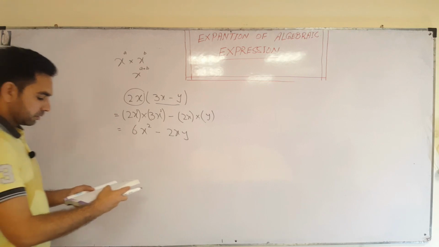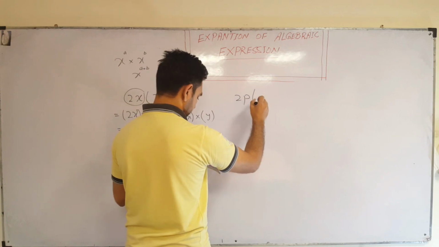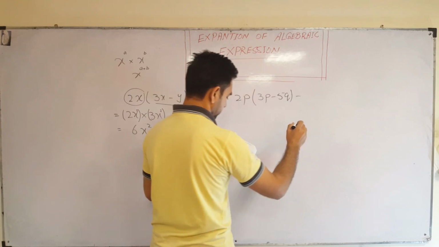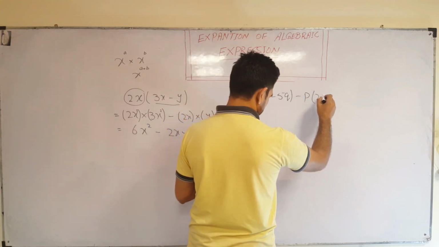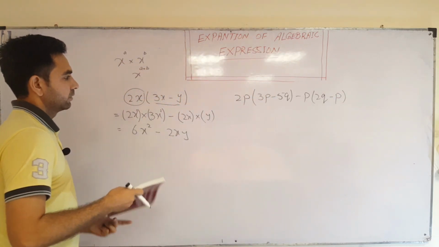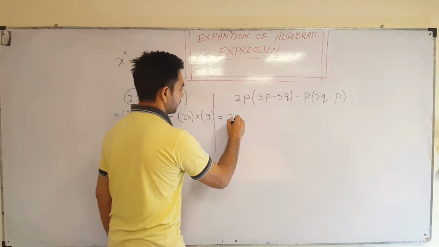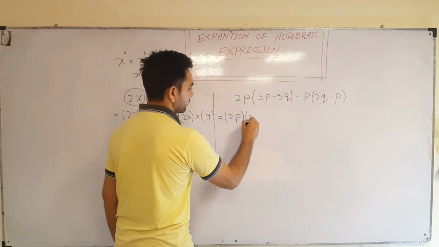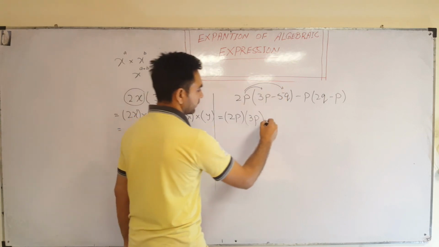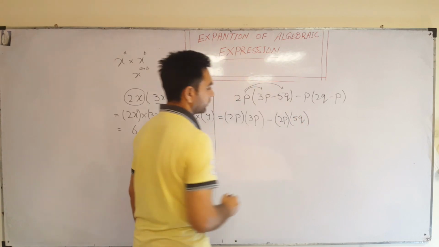Similarly, let's go to one more problem: 2p(3p - 5q) minus p(2q - p). Again, the simplified form would be 2p into 3p. This will multiply to this and this will multiply to this. Then a minus sign, 2p into 5q.